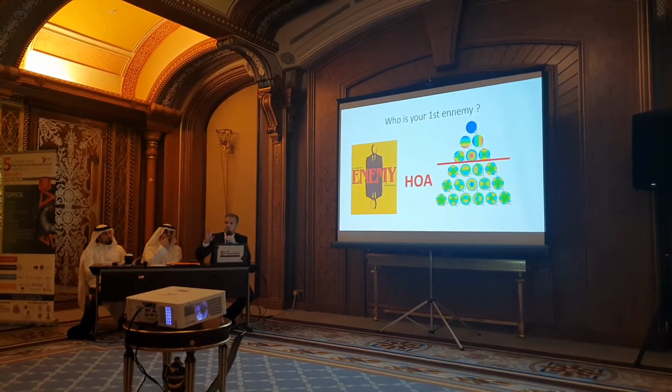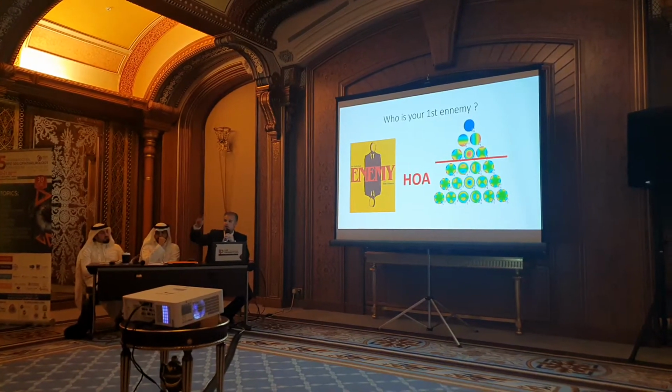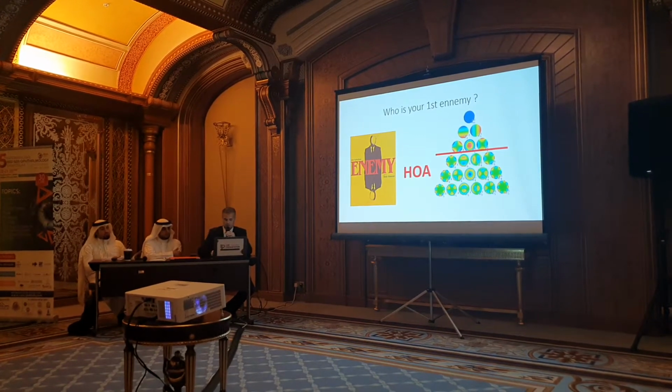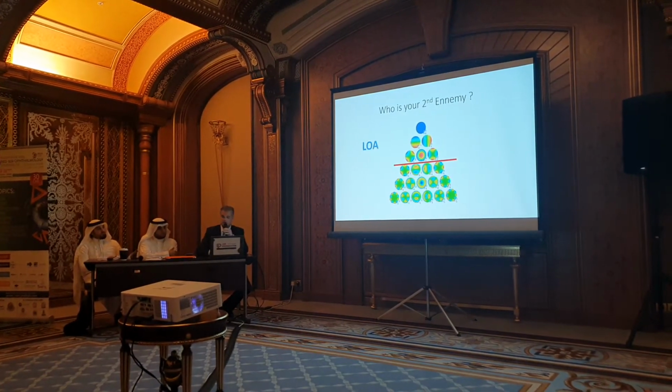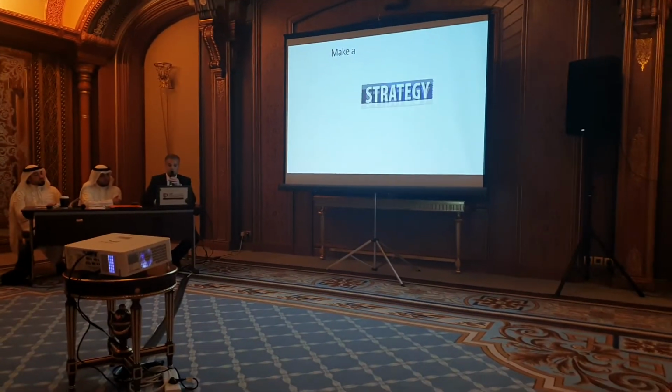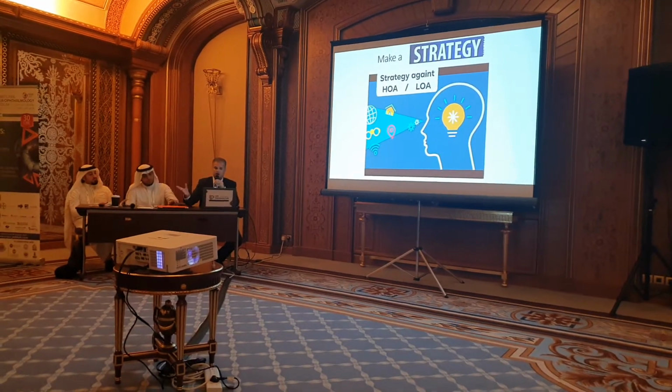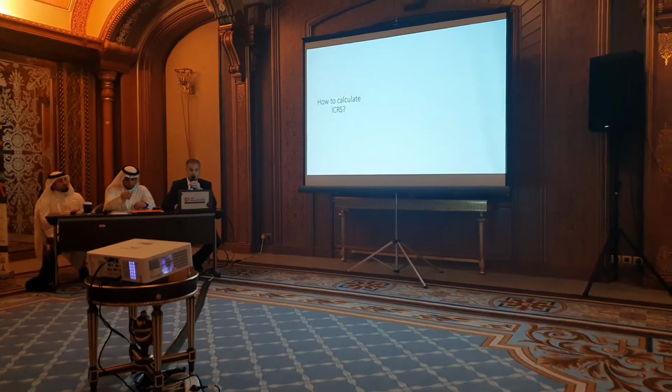And you see that astigmatism is a low order aberration. So astigmatism is not your first enemy. Your second enemy is low order aberration. So you have to make a strategy in your treatment, a strategy against high order and then low order aberrations. How to calculate the ring?